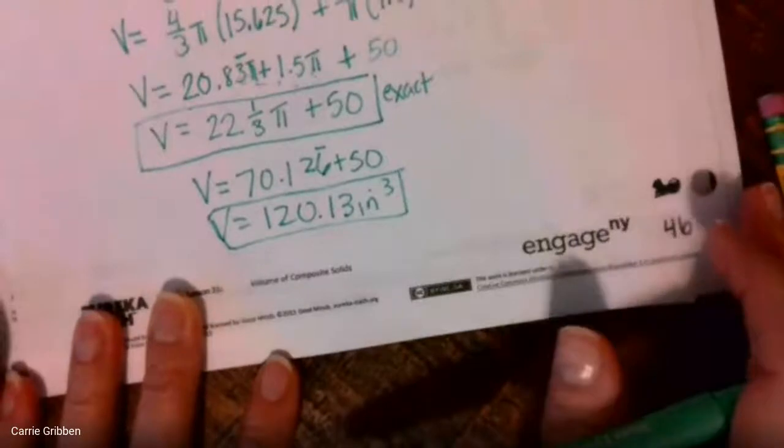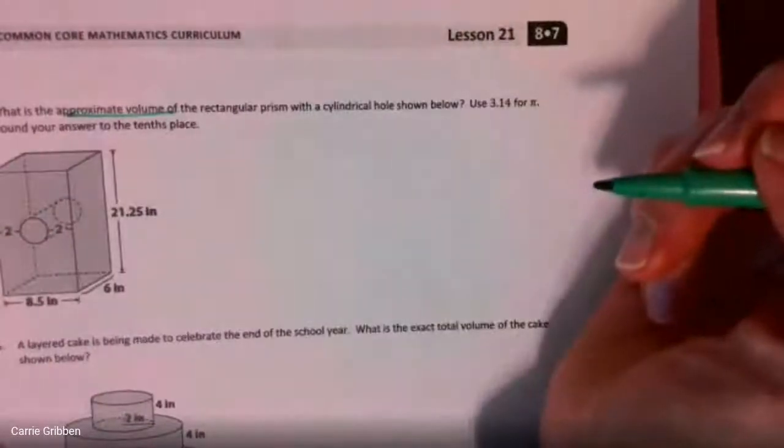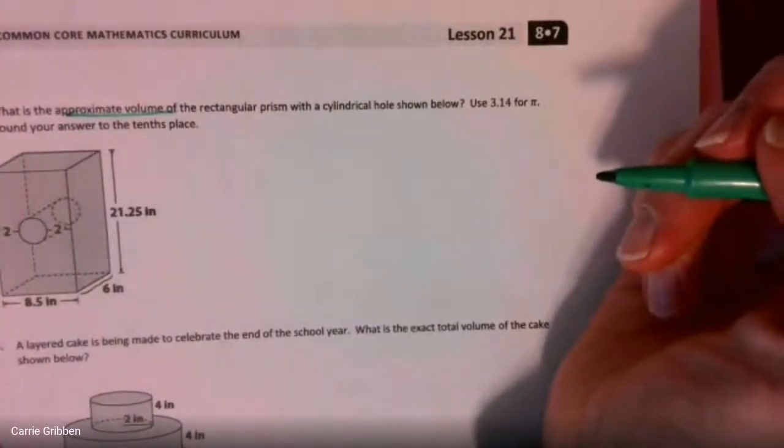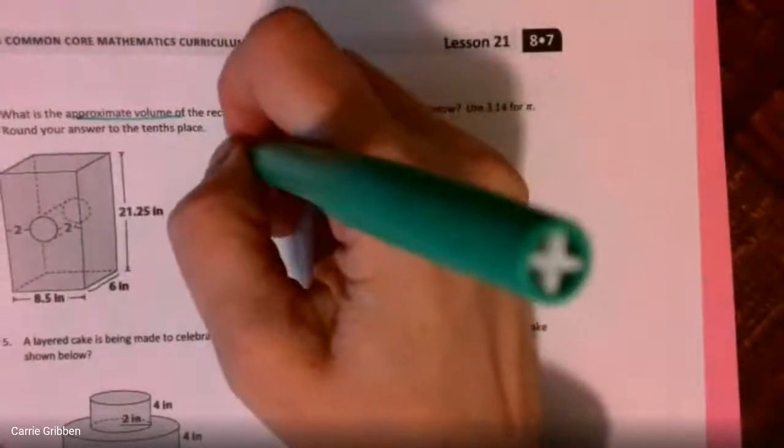Okay, and that's it. Now, originally answer 47 might have been your homework, but since we're going on a roll here, we might as well do this and see what we can get. So this one's a little different. It says, find the approximate volume, so I don't need the exact volume, of a rectangular prism with a hole drawn through it. Well, in this case, what are my shapes?